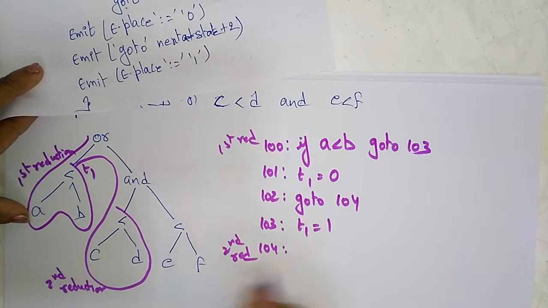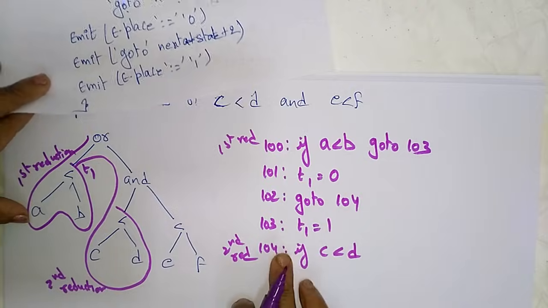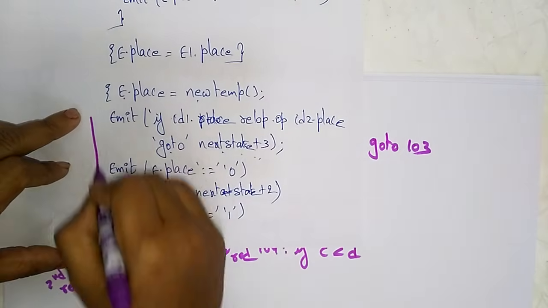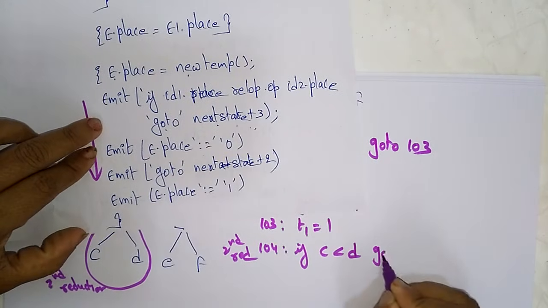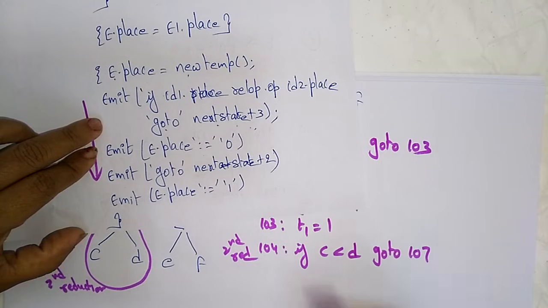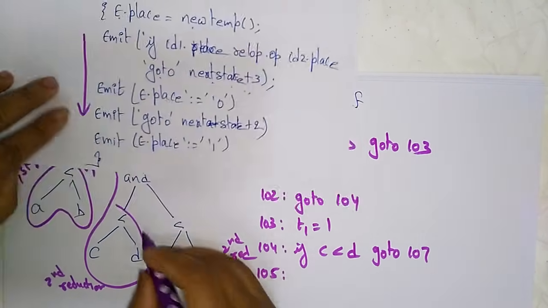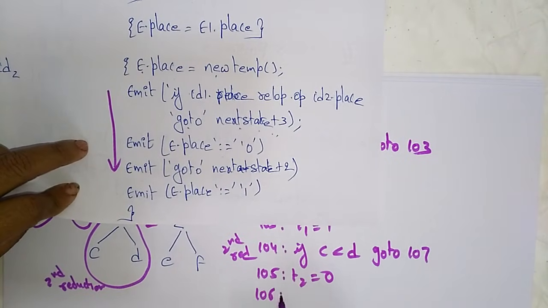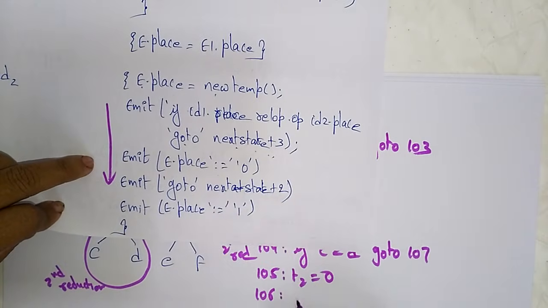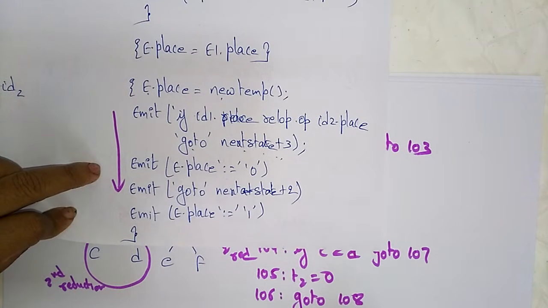So in 104, if C is less than D, according to our steps, continue one by one. If C is less than D, skip 3 steps, means go to 104 plus 3, 107. The next is 105, E dot place. Now the temporary variable, let's take this as T2. T2 is equal to 0, and 106 is go to plus 2, that is 108. And 107 is T2 is equal to 1.